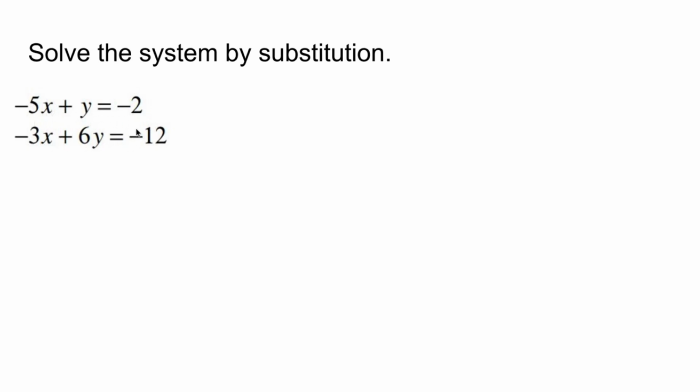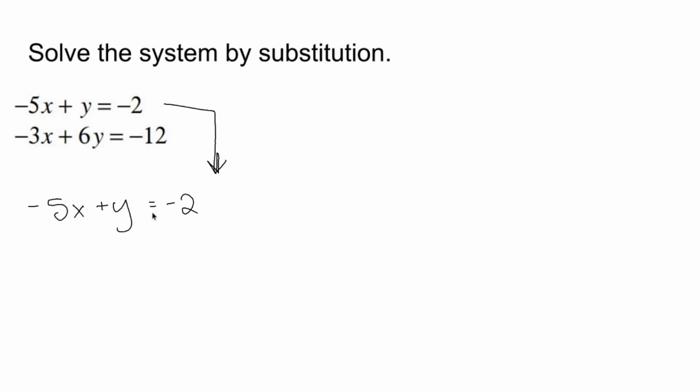These are both in standard form. So what I do is I choose the easiest one to do. And for me, the easiest thing to do would be to take that top equation right there and solve it for y. So I have negative 5x plus y equals negative 2. Now, why am I choosing that? Because y has no coefficient. The other guys have coefficients, so y is probably going to be easiest.